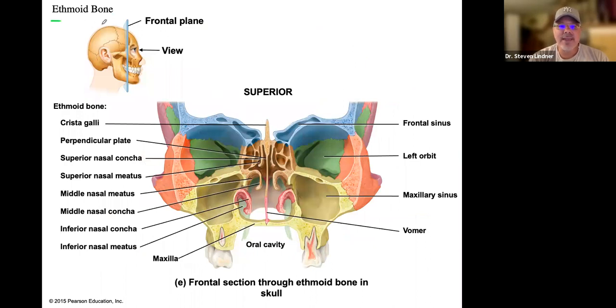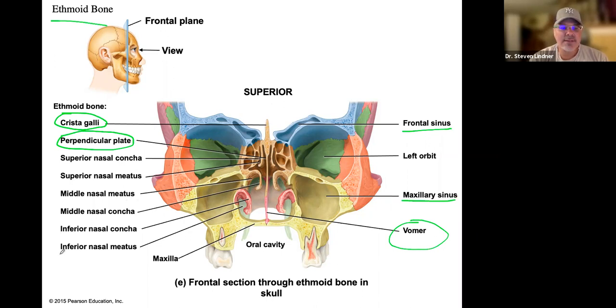Now here's looking at the ethmoid bone from the front view. So again, here's the vomer down here at the bottom. We can see the perpendicular plate, which is just a vertical extension of it. And then peeking through the top is the crista galli. It's like that flap on the top of a rooster's head. Here you can see the frontal sinus, and here's the maxillary sinus. This is again from that frontal view.